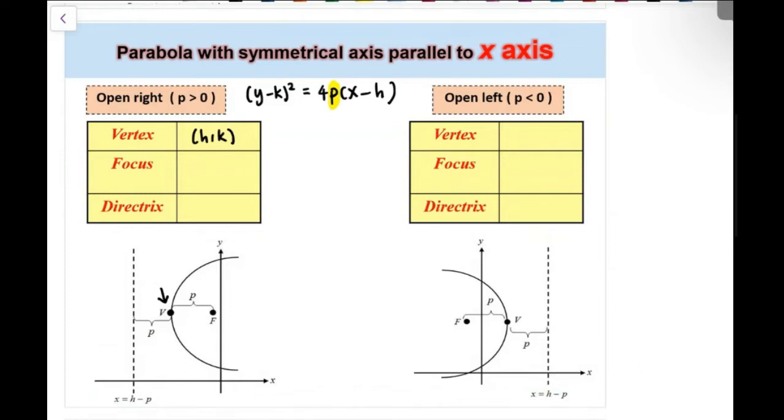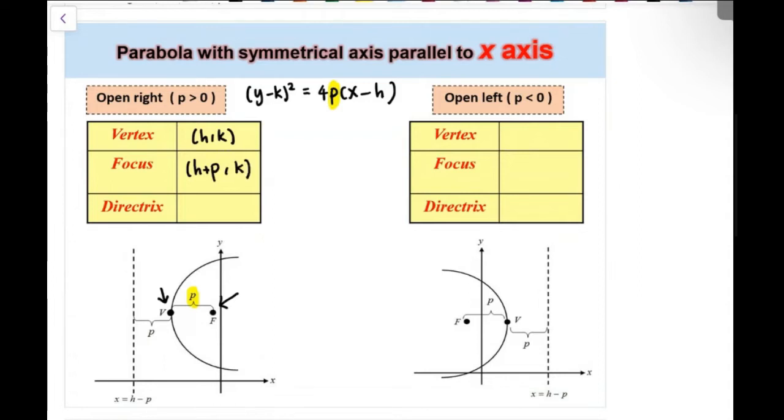Next, focus. Focus must lie inside our parabola. Fokus mesti duduk kat dalam parabola tu. So, ini pun sama fikir logik. And the distance would be P. Distance dia mesti P. P comes from our equation just now. So, from the diagram, from vertex to focus, distance would be P. Only the x coordinate would change. So, in this case, sorry, not x plus h, it would be (h + p, k) as the coordinate of our focus.